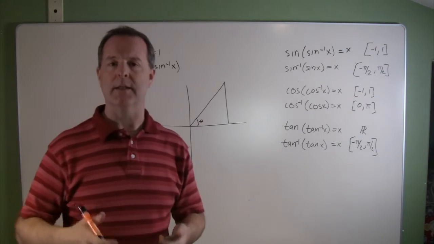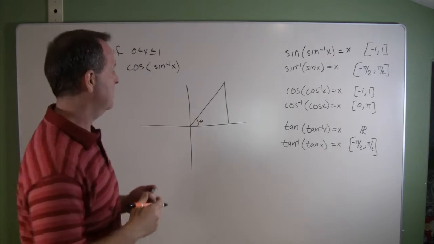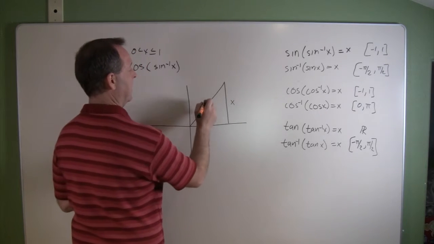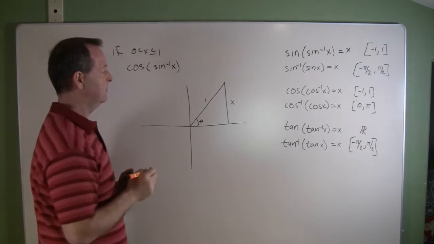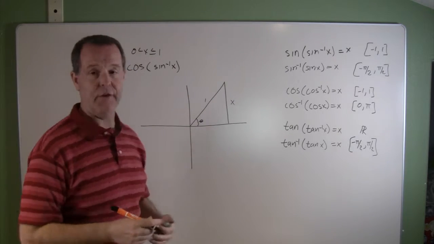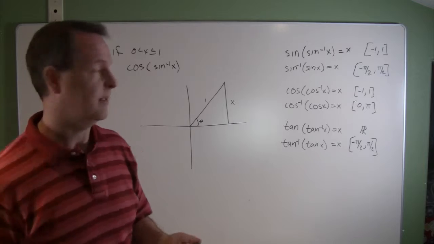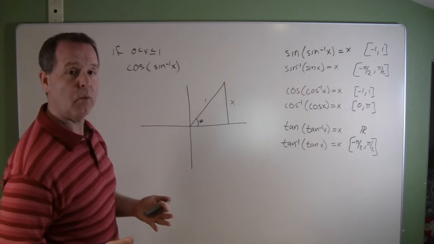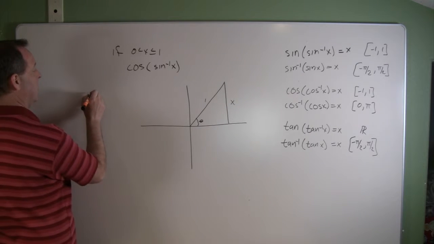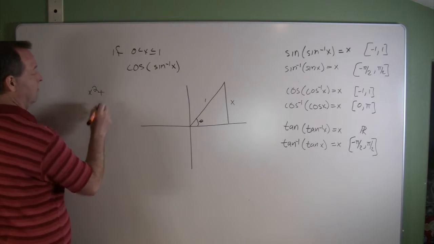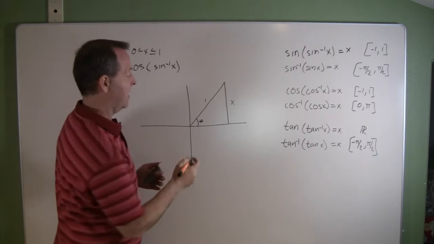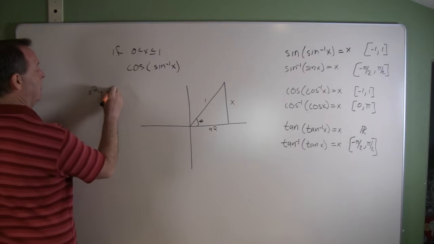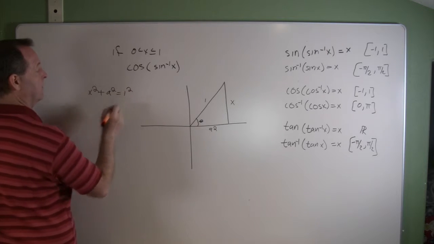And remember, sine was opposite over hypotenuse. So I would have this value x as the opposite, its hypotenuse is 1, and then I have this other side over here that I don't know yet. If I remember again, the Pythagorean theorem for a right triangle was one side squared plus the other side squared. We don't know that side, so we can just call it a for now. So x squared plus a squared equals 1 squared.